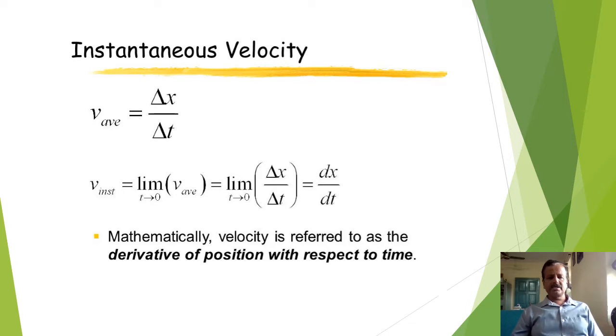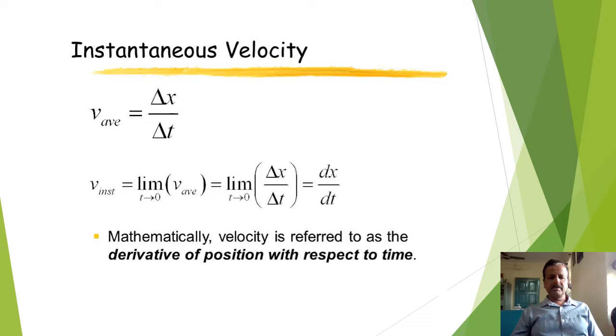Now v instantaneous at any given instant of time is defined as limiting value of average velocity as time interval delta t tends to 0. Repeat, instantaneous velocity is defined as limiting value of average velocity as time interval delta t tends to 0. So average velocity delta x by delta t becomes limit delta x by delta t as time interval delta t tends to 0, is equal to dx by dt.